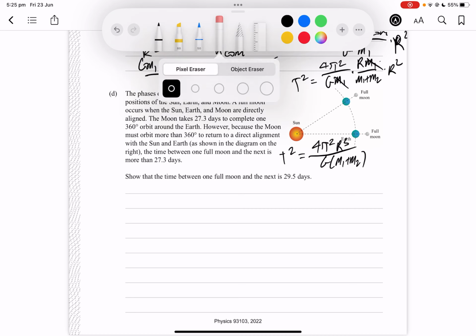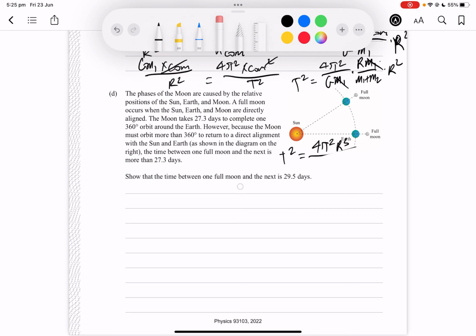Okay, so this question might look very confusing and challenging when we first look at it, but really it's not that difficult once you actually drill down to the nitty-gritty.